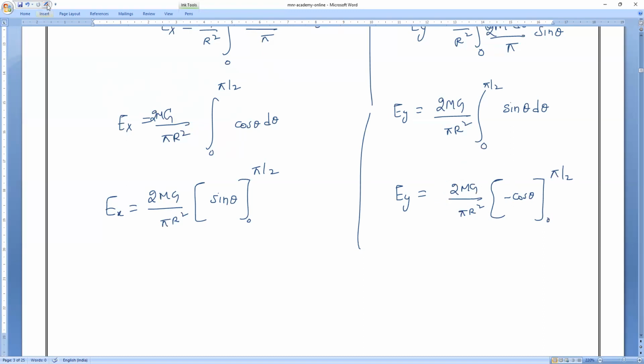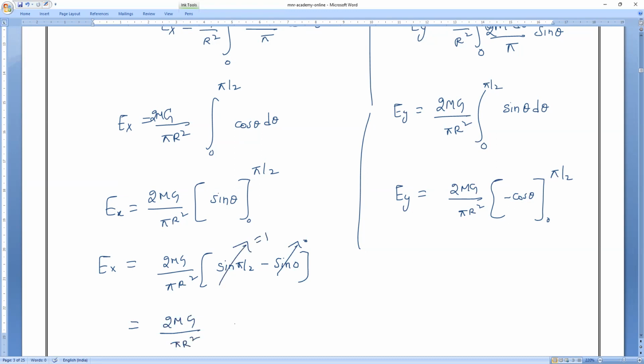Okay, so now what will happen first? Let me find the x-axis. So Ex is equal to 2MG divided by pi R square times sin pi by 2. Sin pi by 2 means what, guys? Sin 90. Am I right or wrong, everybody? Sin pi by 2 minus sin 0. Sin 0 we all know is 0. Sin pi by 2 value is how much? Which is equal to 1. Am I right or wrong?